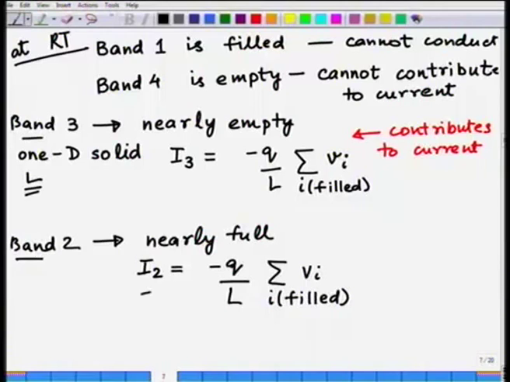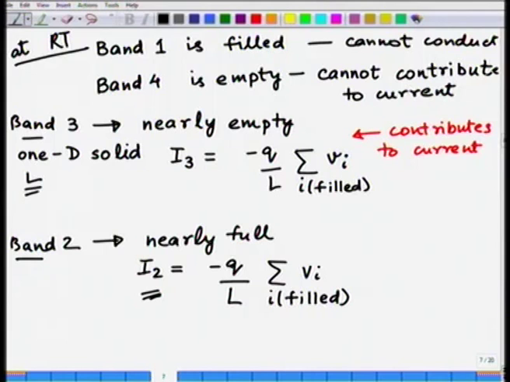The number of primitive cells in a material would be on the order of Avogadro's number, give or take one order of magnitude: 10 to the power 22 per centimeter cube is the density of atoms. So if I take 1 centimeter cube of material, I will have 10 to the power 22 or so primitive cells, and that many filled states. To compute this current I2, since this is nearly full with only a few empty states, I must carry out this summation over almost Avogadro's number of filled states.